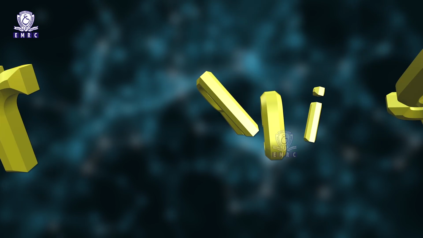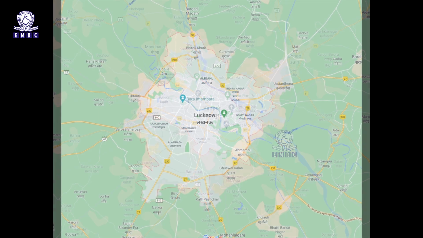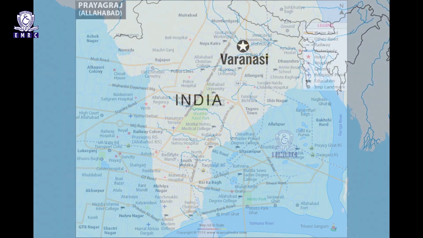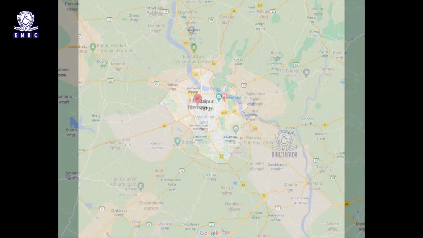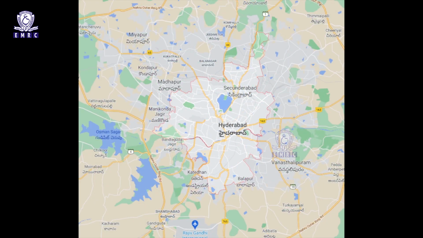Besides that, as I mentioned, there are other regions besides these major industrial regions, and numerous isolated industrial centers have developed in India. Among these are Kanpur, Lucknow, Meerut, Allahabad, Varanasi, Jalandhar, Jaipur, Bilaspur, Cuttack, Bhubaneswar, Hyderabad, etc.